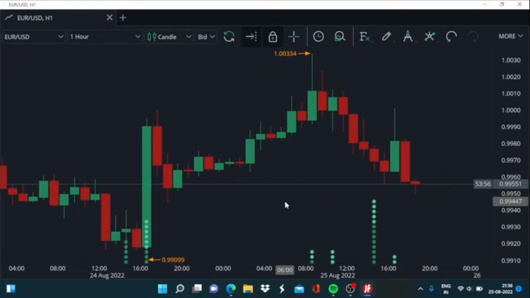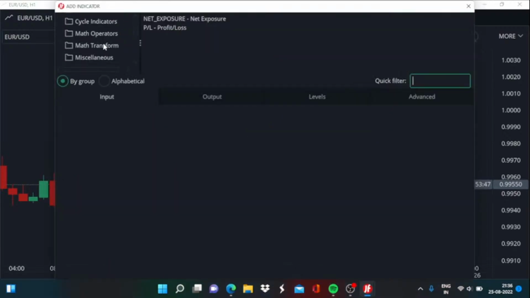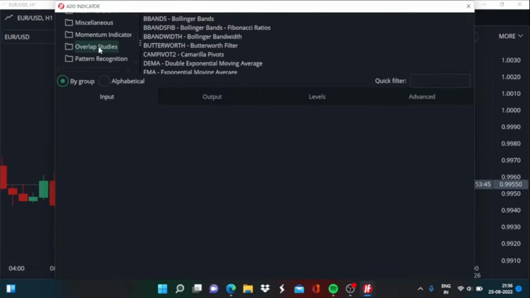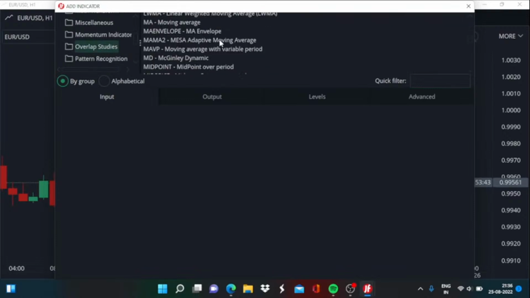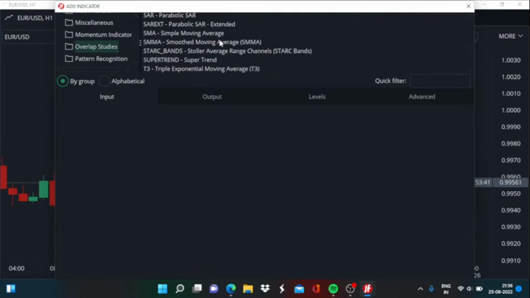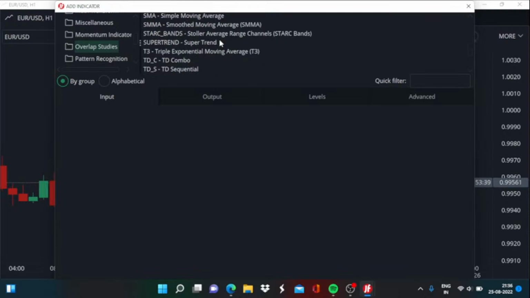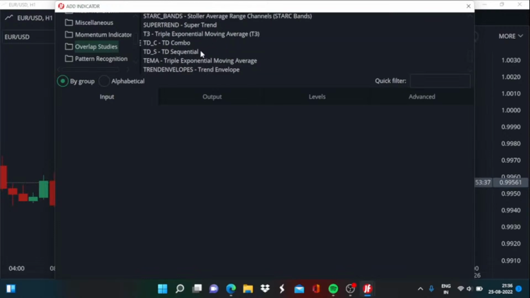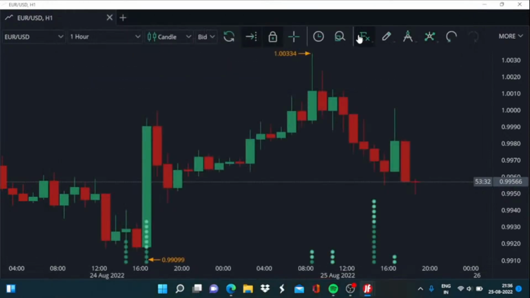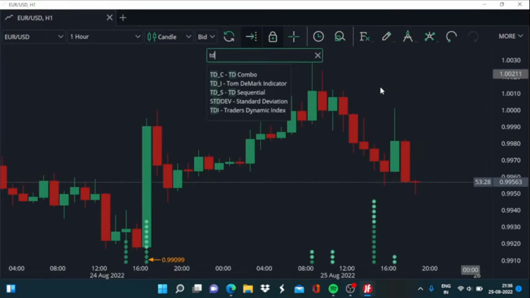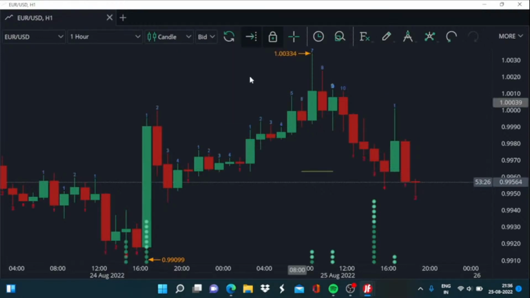This is the Euro USD chart drawn on the hourly time frame. Here you can simply do a quick search, or you can go to this add indicator option, and there you will find the TD combo listed amongst the overlap studies. In the last session, I had explained to you the working and possible uses of the TD sequential. Now, in this session we will consider TD combo. So let us now do a quick search, and here it is.